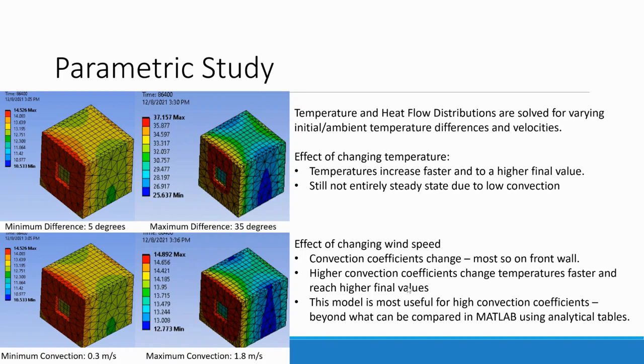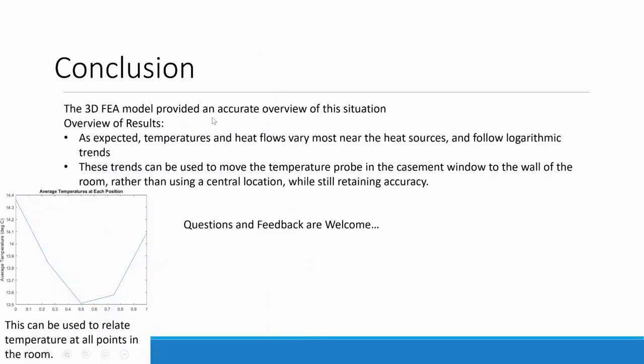So this model is most useful for high convection coefficients and short periods of time, beyond what can be compared in MATLAB using background heat transfer theory. So our conclusion is that this 3D FEA model provided an accurate overview of the situation, and as expected, temperatures and heat flows vary most near the heat sources and follow logarithmic trends.